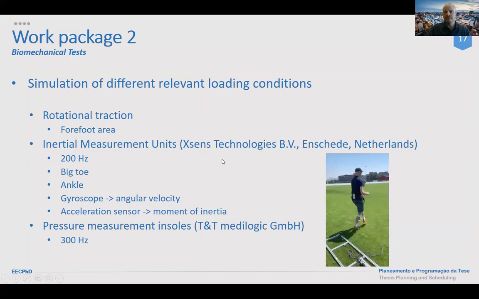I already tried to simulate measurements to measure the rotational friction. You can see it here in the video. Therefore, I use inertial measurement units, two, one above the big toe and one next to the ankle. And out of this information, I want to classify the underground.